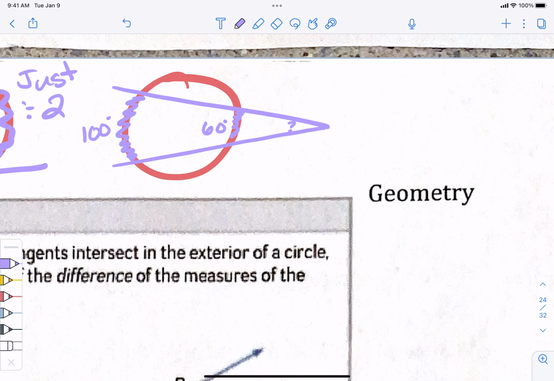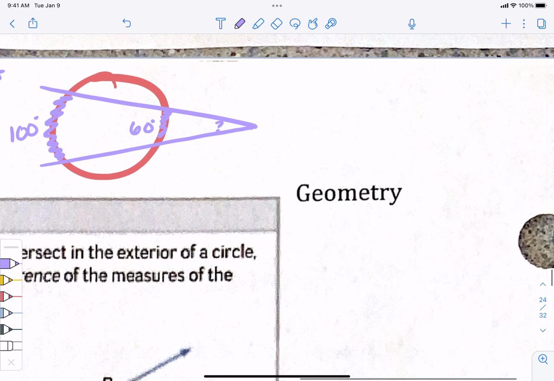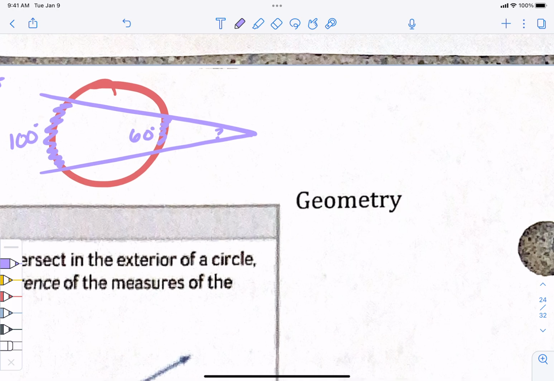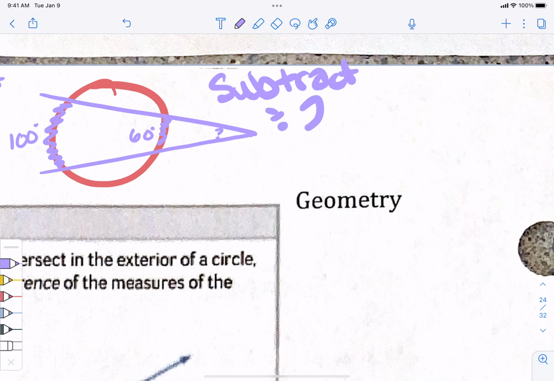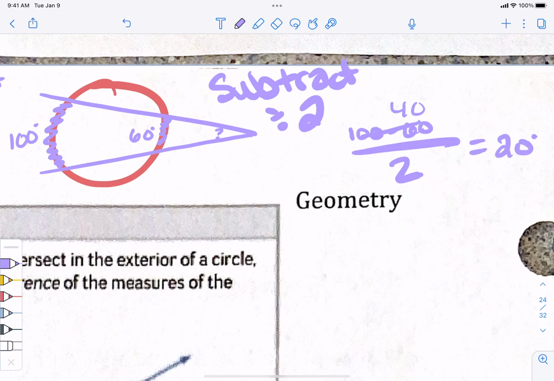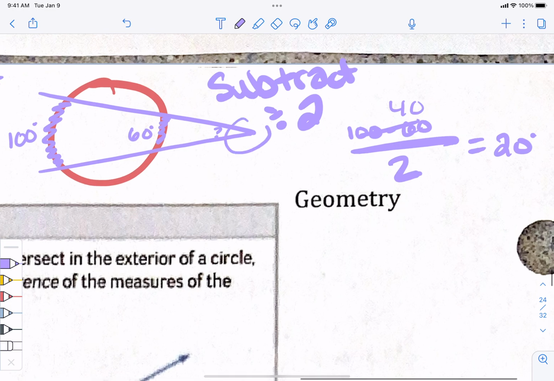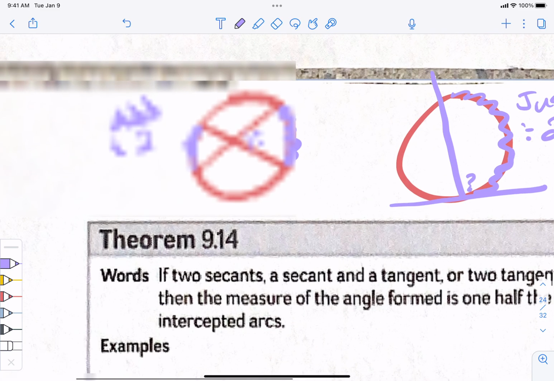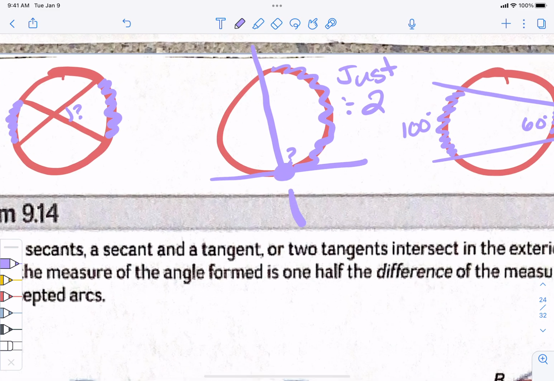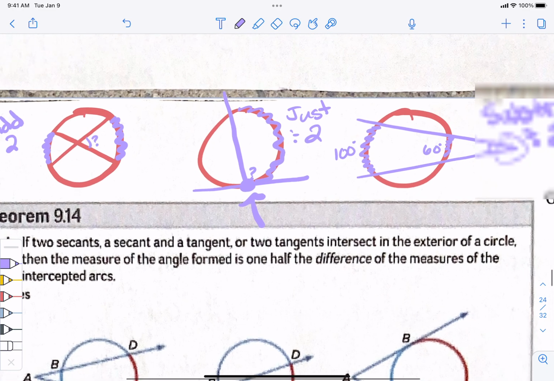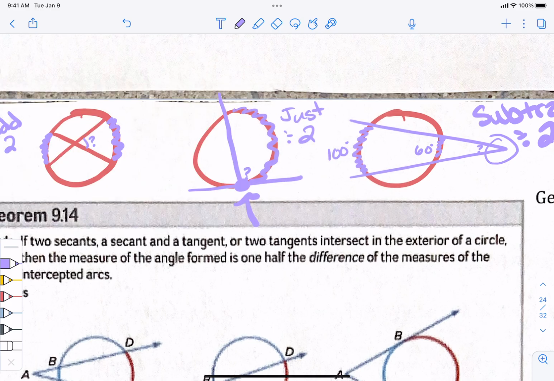20. How did you get that? That's exactly right. Subtract and divide by 2. Okay, what are you subtracting? 100 minus 60 divided by 2 is 40 divided by 2, which is 20 degrees. So when the angle is on the outside of the circle, you're subtracting and dividing by 2. When the angle is on the inside of the circle, you add and divide by 2. When the vertex is on the edge of the circle, you just divide by 2. There's no adding or subtracting. Does that make sense? Okay, so those are the rules of what you're doing.